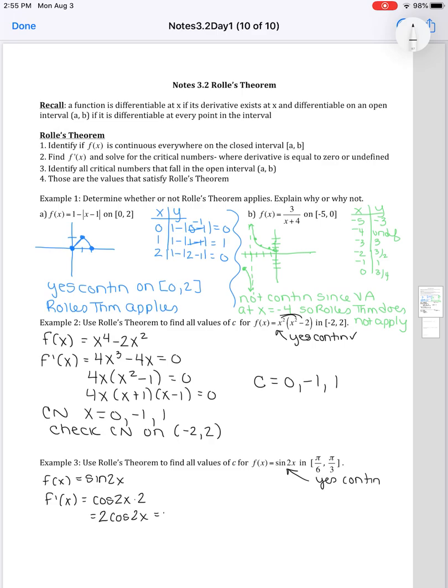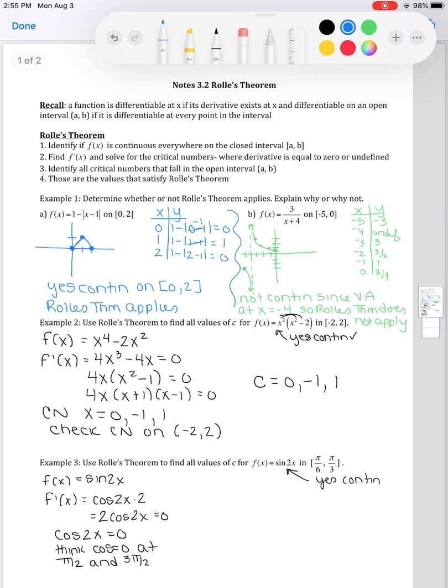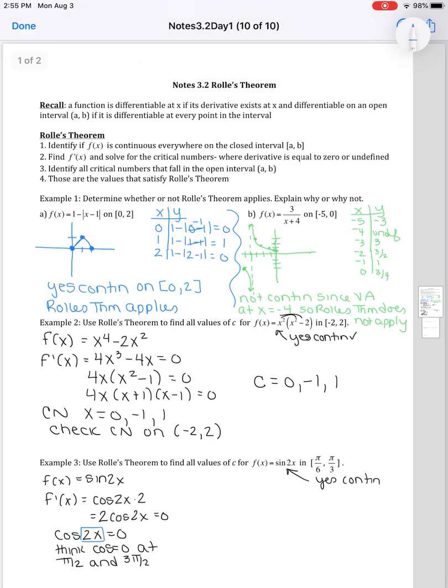The derivative of that would be cosine 2x times 2, which is 2 cosine 2x, which I'm going to set equal to 0. I'm going to divide the 2 over, and I'm looking for values where the cosine of 2x is 0. So what you want to think is cosine equals 0. So where does the cosine equal 0?